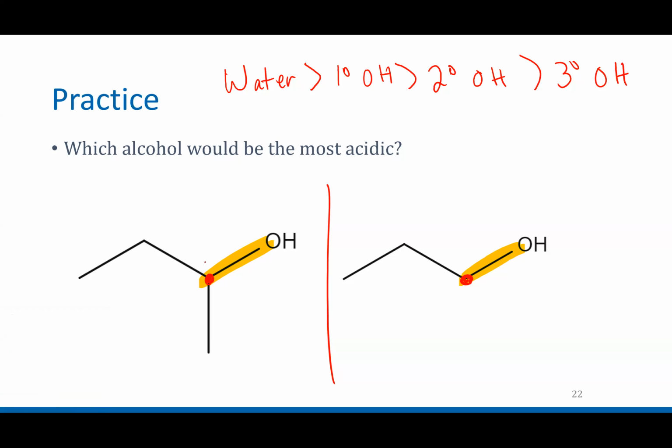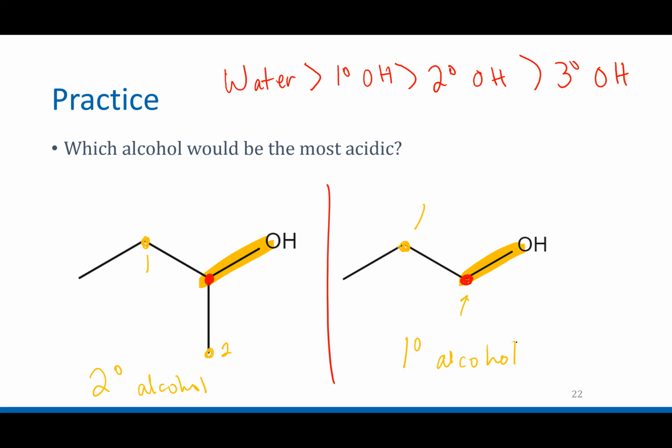So let's look at the left one. It's attached to, let's pick another color, 1, 2. This would be a secondary alcohol. This one is only attached to one other carbon. So this would be a primary alcohol.